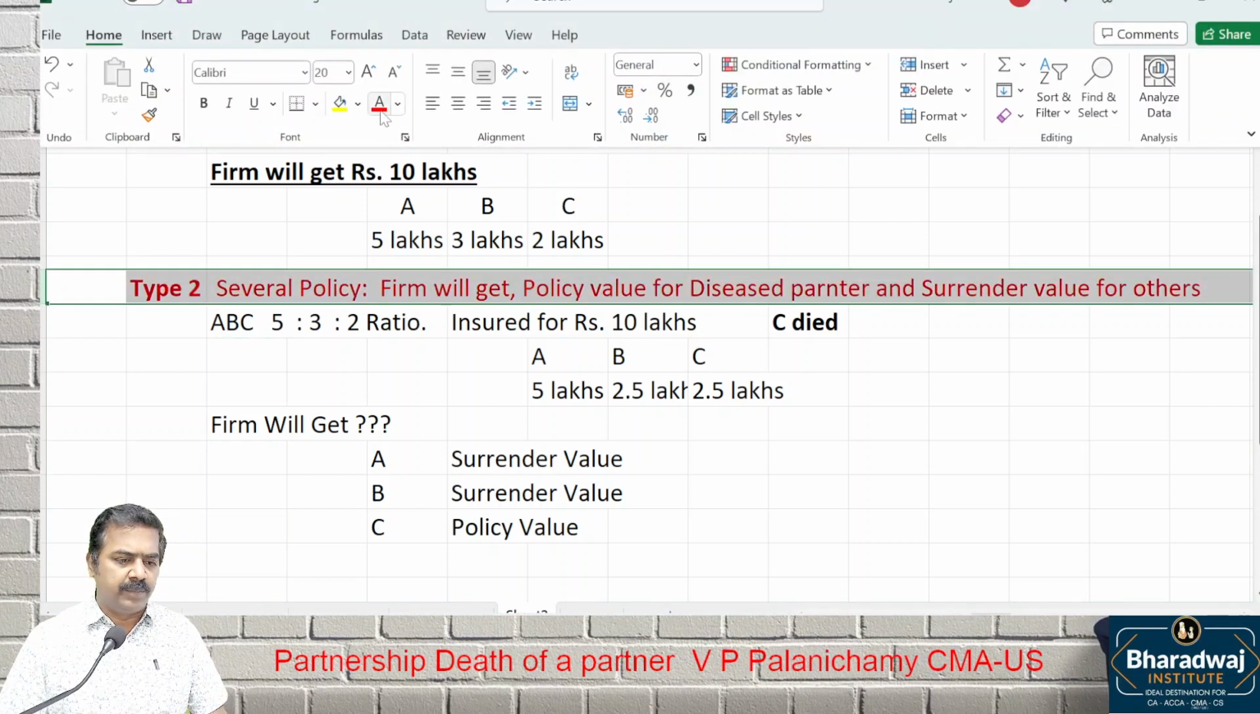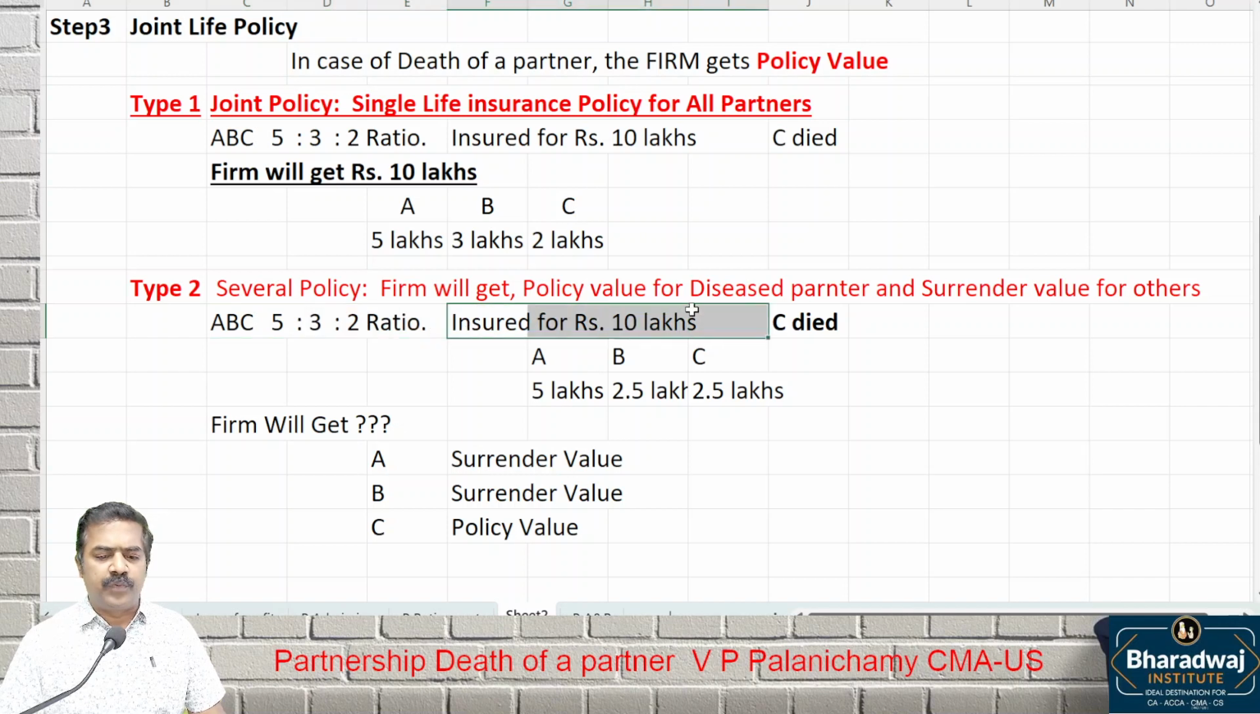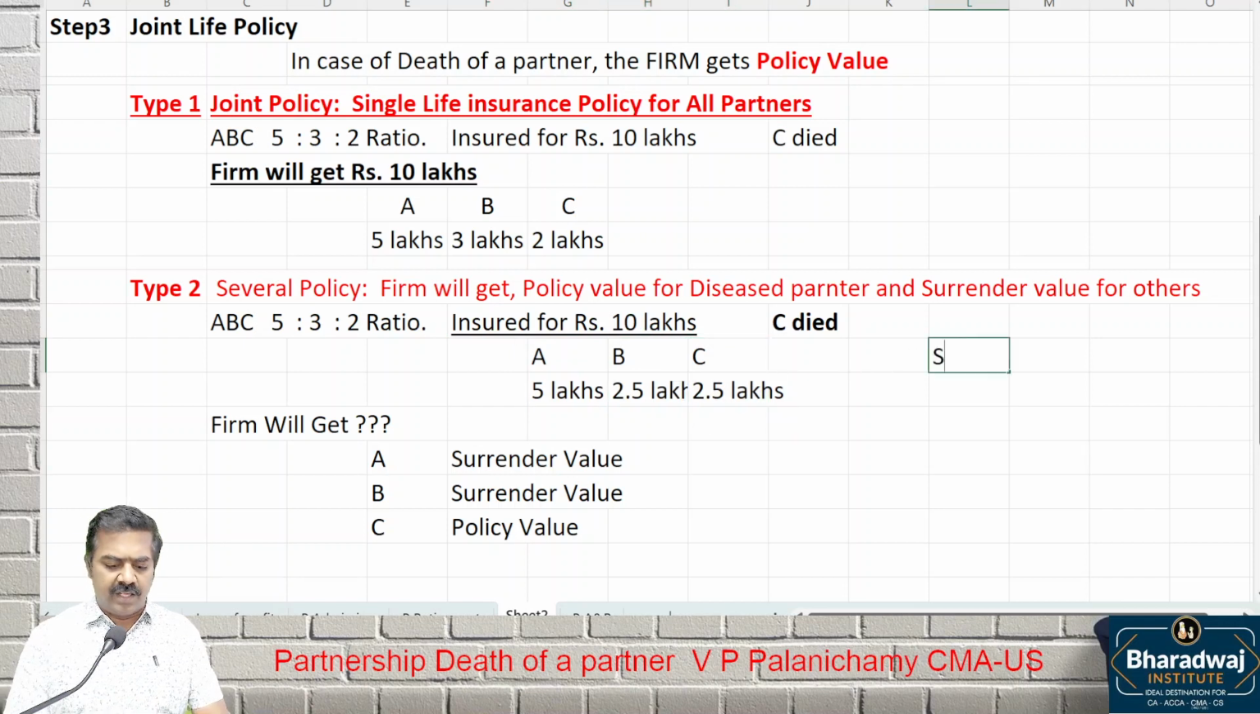This is type 2. Once again, I repeat. A, B, C, what is the ratio? 5:3:2. Insured for 10 lakhs. Who died? C died. But a separate policy is there for A, B, C. This 10 lakhs is split into what? A 5 lakhs, B 2.5 lakhs, and what? C 2.5 lakhs. Let's assume a surrender value.